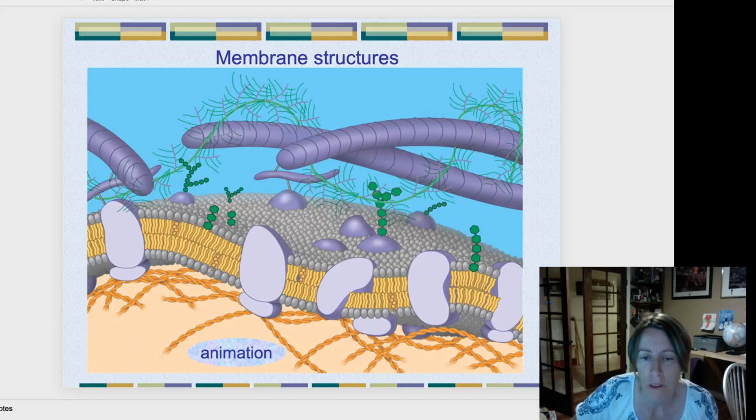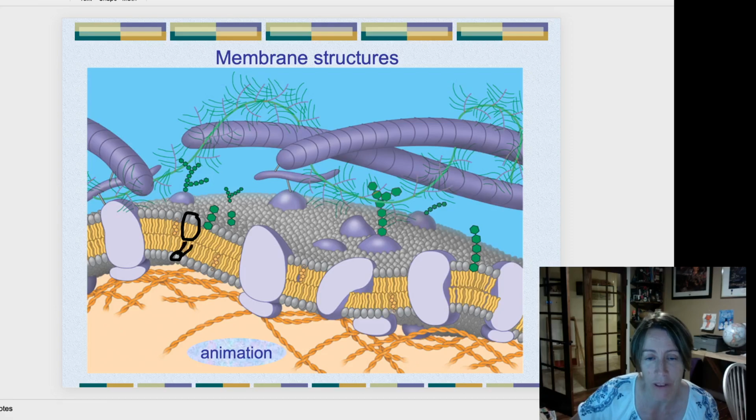The first things I want to point out on this slide for membrane structures or molecules that are involved with the membrane, well, we know the main one, and that is the phospholipid. So if I draw a circle around a single phospholipid, there it is. You can see the gray hydrophilic head and the two yellow hydrophobic tails. And there's another one down here that's mirroring it.